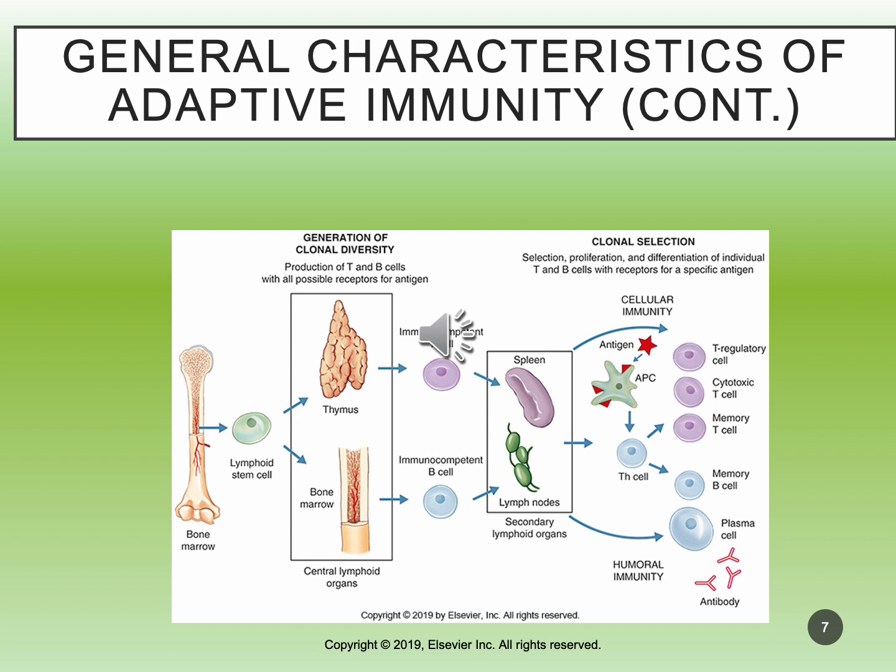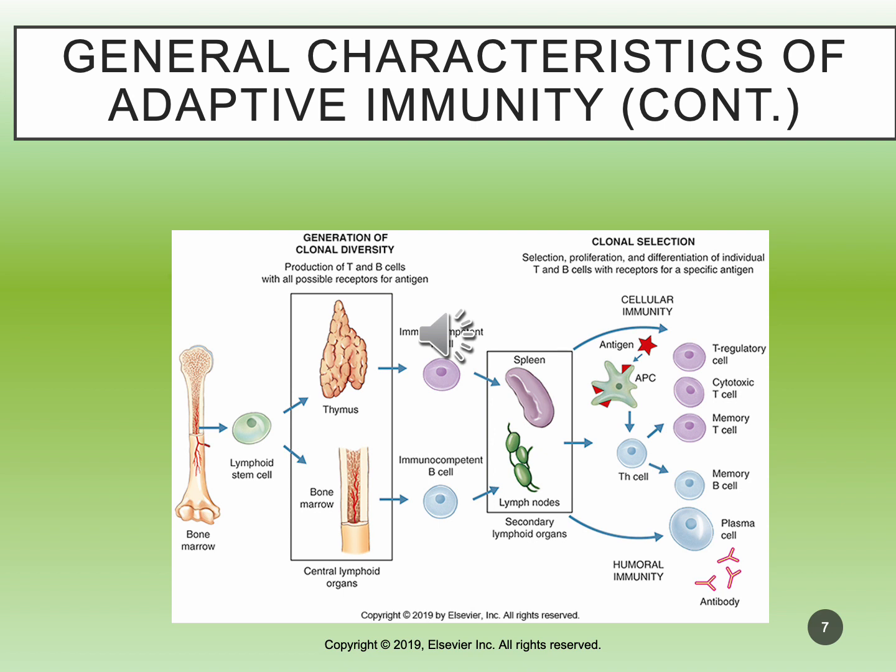I would like to now utilize this slide to talk you through the process that occurs in the two phases of adaptive immunity. We're going to start talking about the clonal diversity stage. It begins when we are still in our mother's wombs, when we are fetuses. In the thymus and the bone marrow, which are the primary lymphoid organs, we will have the development of T lymphocytes, which come from the thymus, and B lymphocytes, which come from the bone marrow.